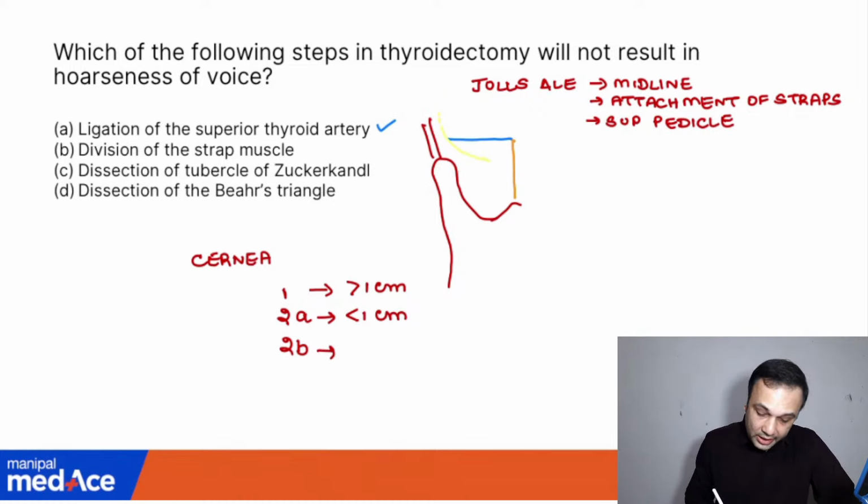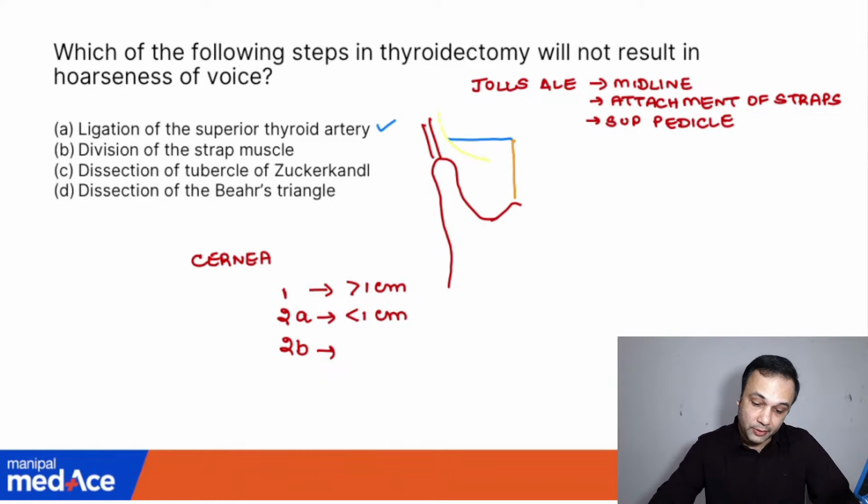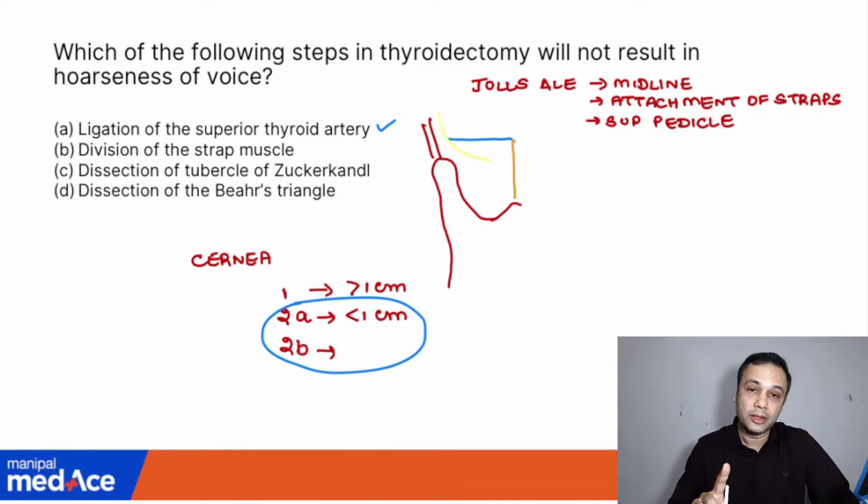And in type 2B, the external branch of the superior laryngeal nerve may well lie within the pedicle or within the superior pole of the thyroid gland. So ligation of the superior thyroid artery does not become the answer because of these classifications. It can injure the external branch of the superior laryngeal nerve and hence can produce hoarseness of voice. So this option is out for this question.